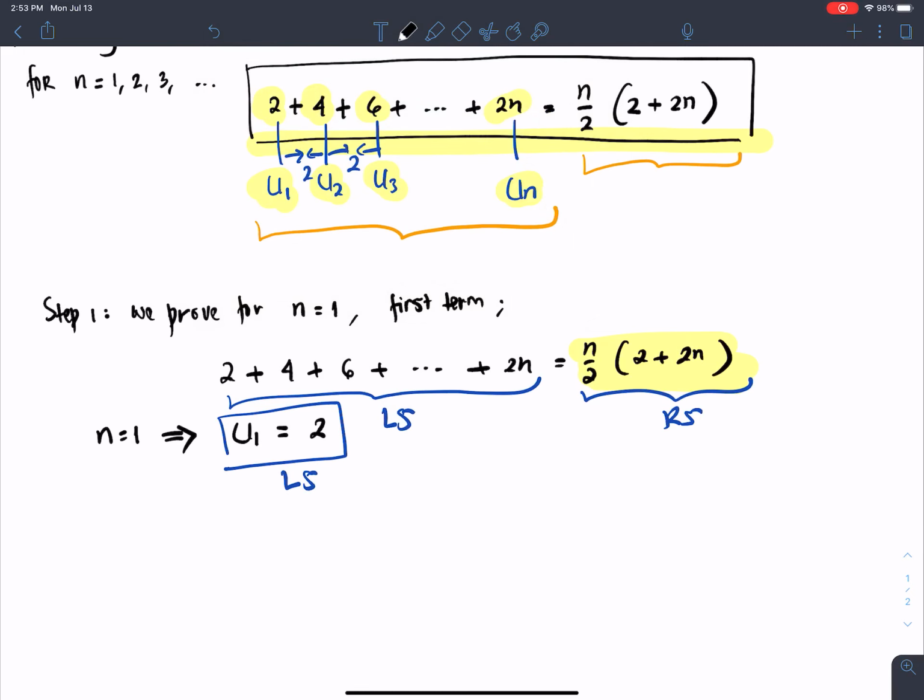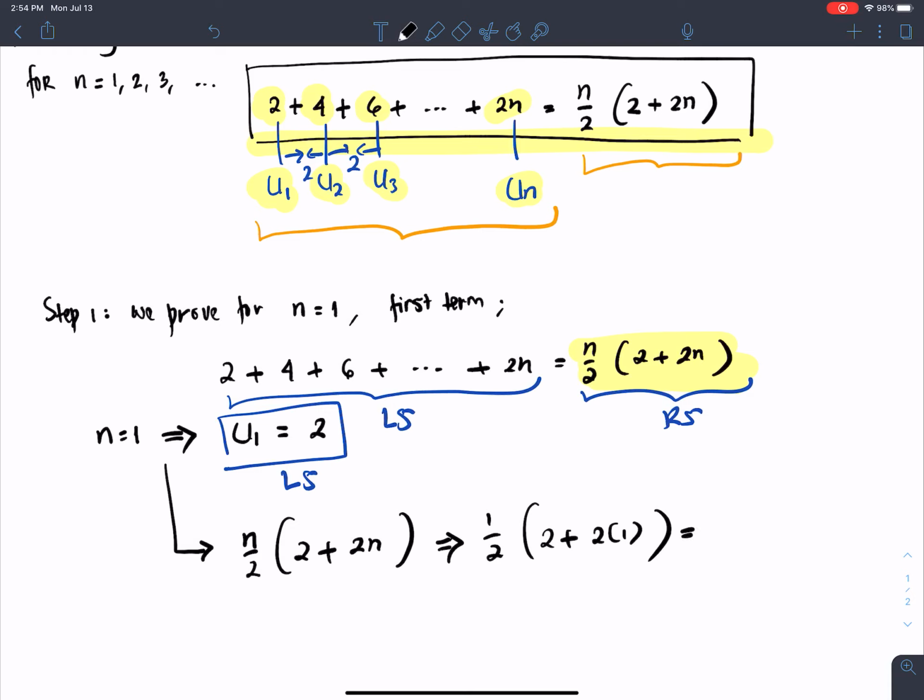So again, for n equal to 1, we substitute to the formula on the right side, which is n over 2, and then 2 plus 2n. So with n equal to 1, this is what we are going to have: 1 over 2, and then 2 plus 2 times 1. If we calculate this, we have 1 over 2. 2 times 1 here is 2. So 2 plus 2 we get 4. So 1 over 2 times 4 we get 2.